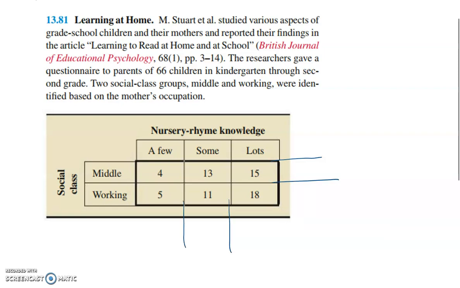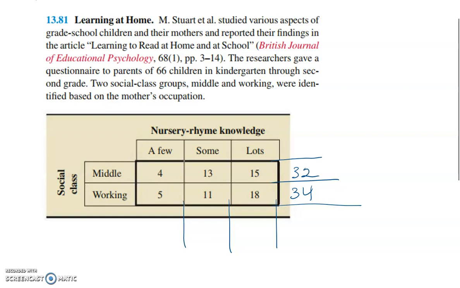Some of the contingency tables you're going to come across, the marginal values are found for you. This one, it's not. So how many total middle class families were surveyed? You add up the 4, the 13, and the 15, and we get 32. How many working class? That's your 5 plus 11 plus 18 gives you 34.